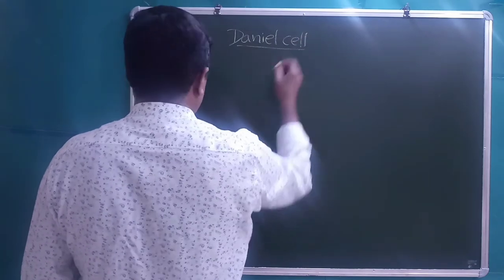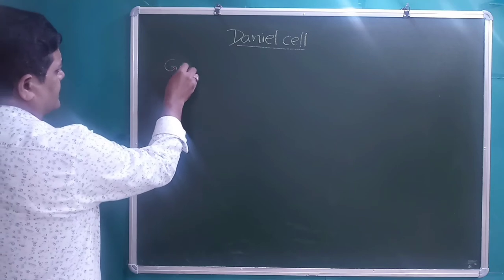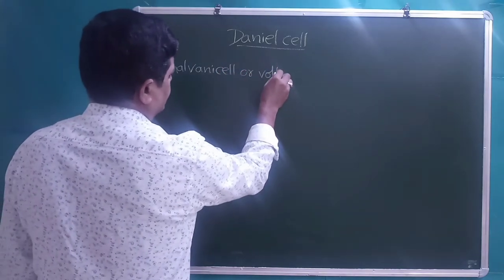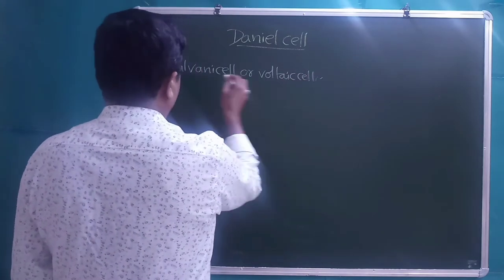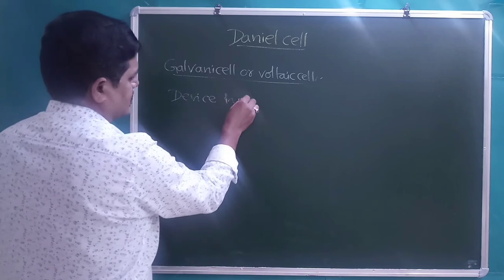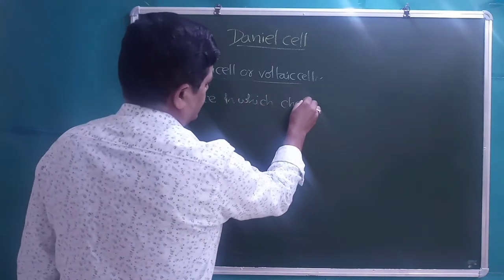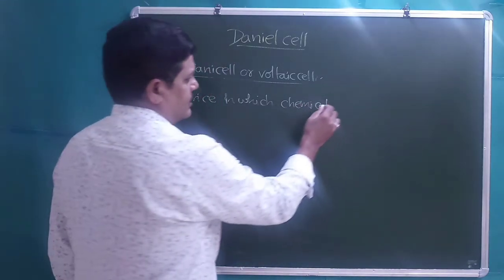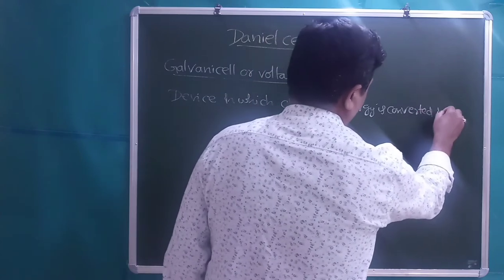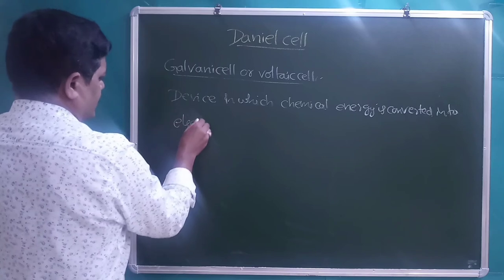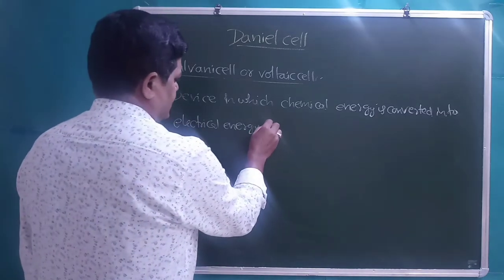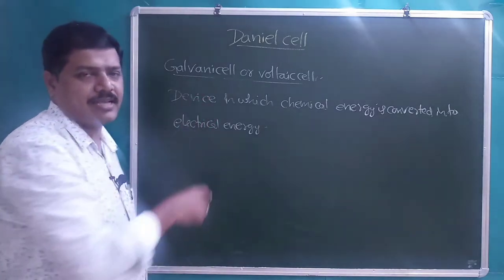Daniell cell. Dear students, a galvanic cell or voltaic cell is defined as a device in which chemical energy is converted into electrical energy.